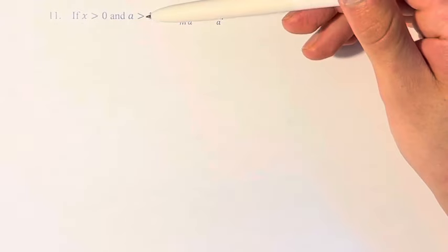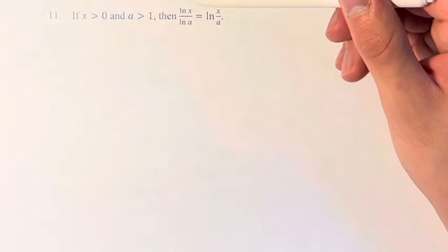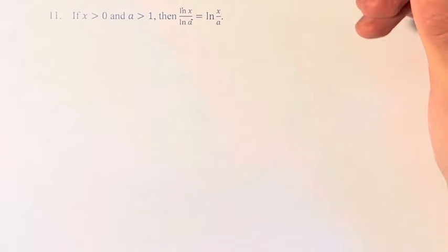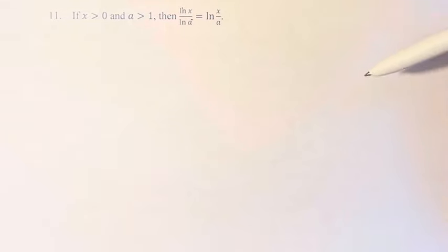In this problem, we are asked: if x is greater than 0 and a is greater than 1, then is the natural log of x over the natural log of a equal to the natural log of x over a?